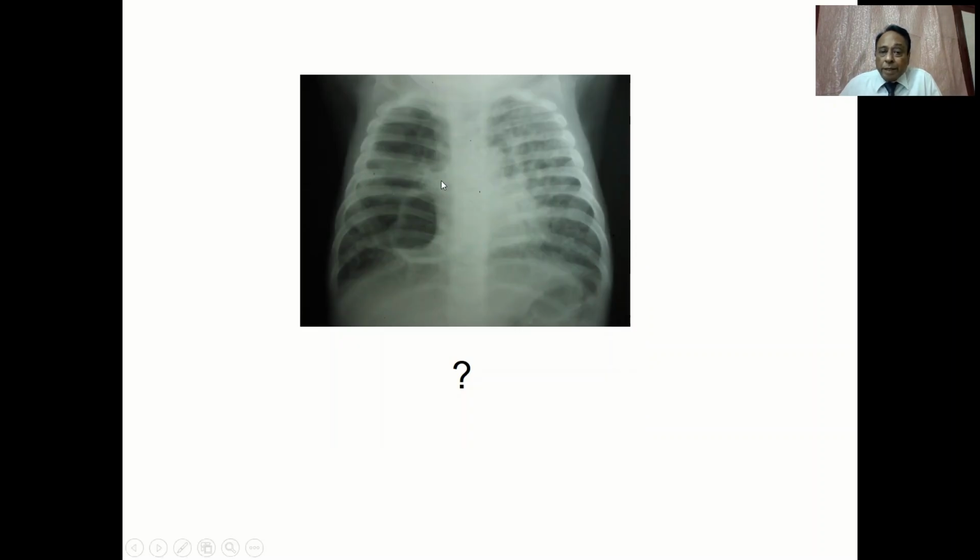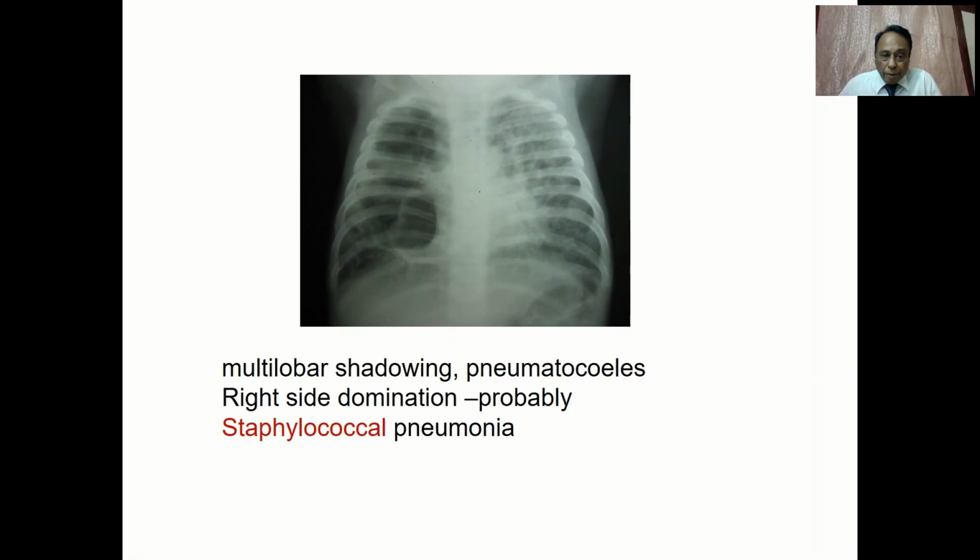Here you can see the infiltrates on both sides. We can also see the cysts on both sides. The cysts are more on the right side, and such a picture typically goes with staphylococcal pneumonia. That is multilobar shadowing with pneumatoceles, with right side predominance.